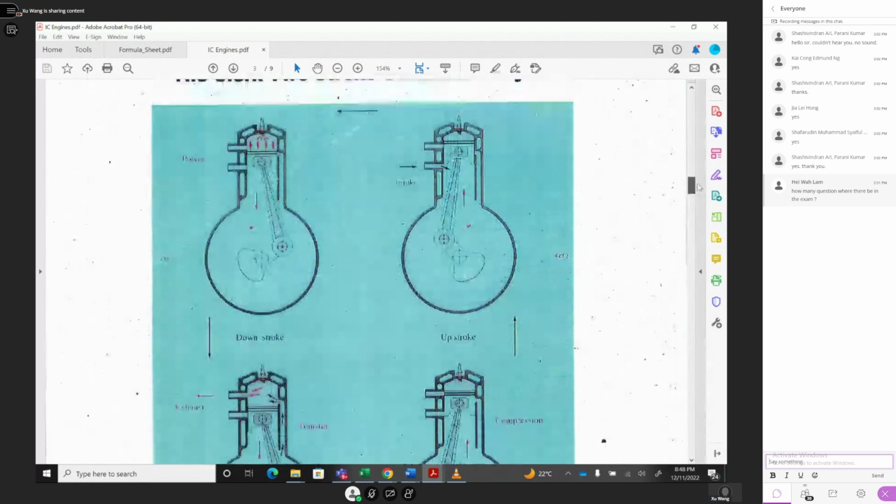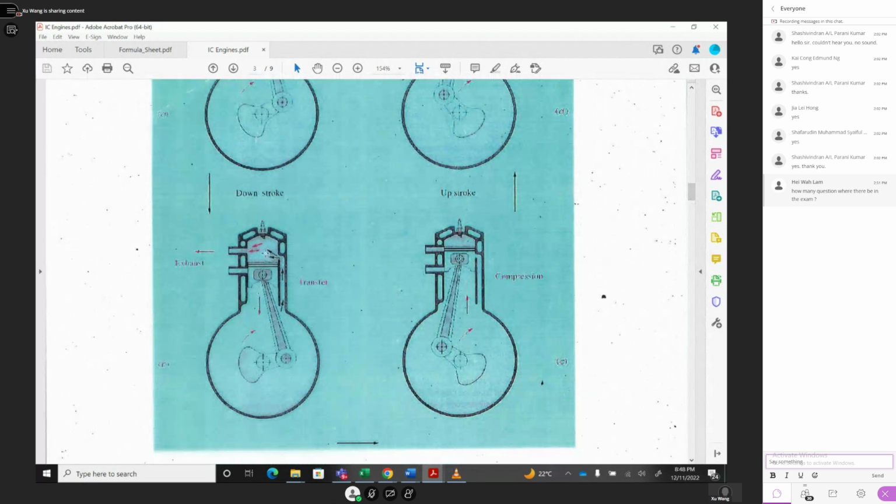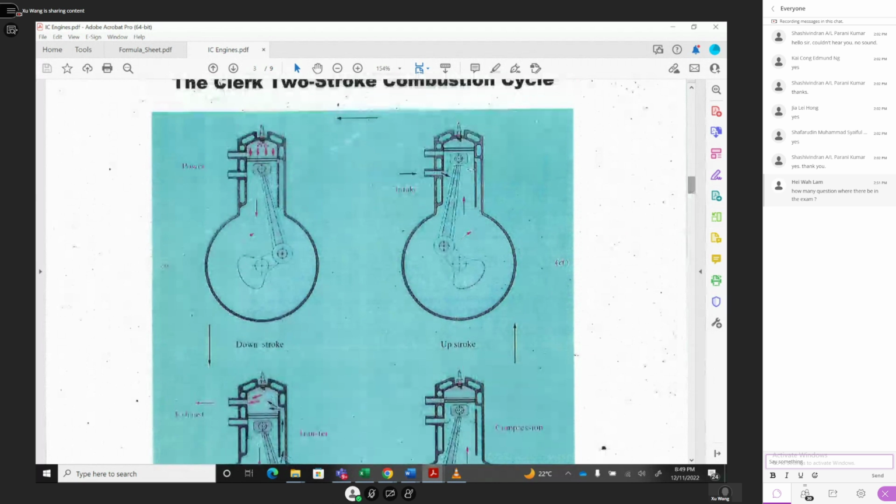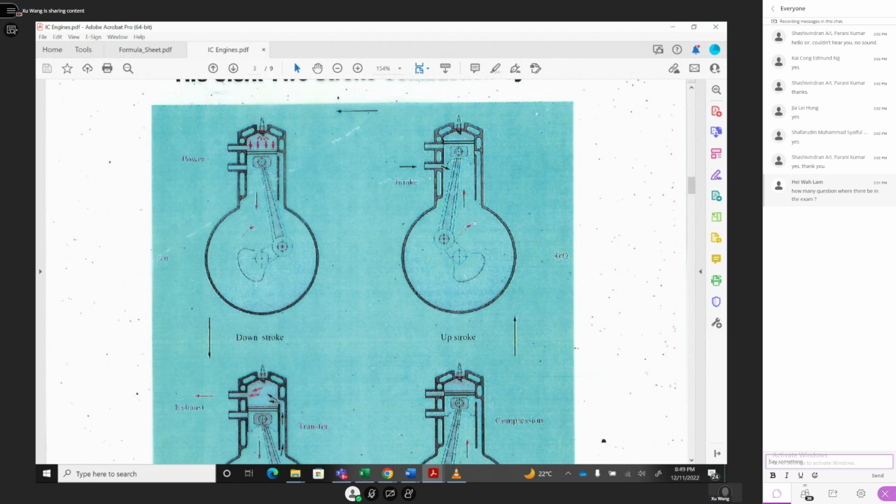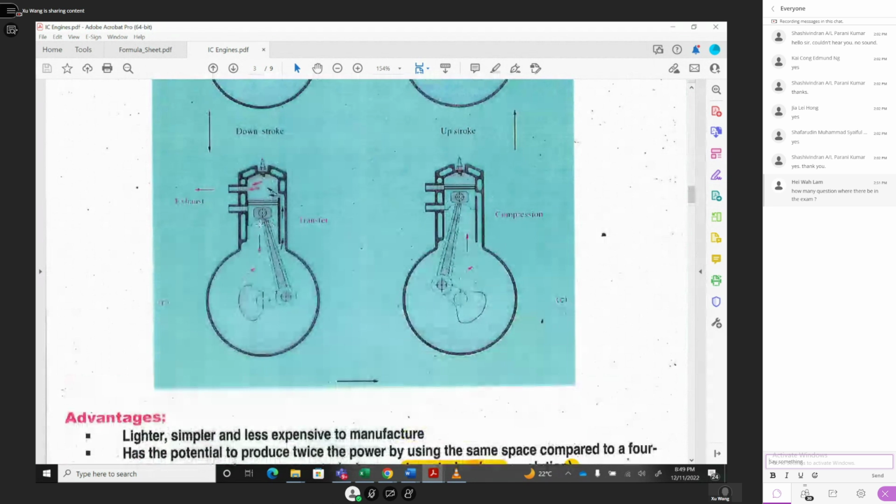The difference is that in this two-stroke engine, they combine intake and exhaust together. Also, the air is not sucked directly into the combustion chamber, it is sucked into the cylinder body and stored here. When it reaches this position, it pushes this air into the combustion chamber, and pushes the exhaust out. That combines the intake stroke and the exhaust stroke into one. That's why you get a two-stroke.